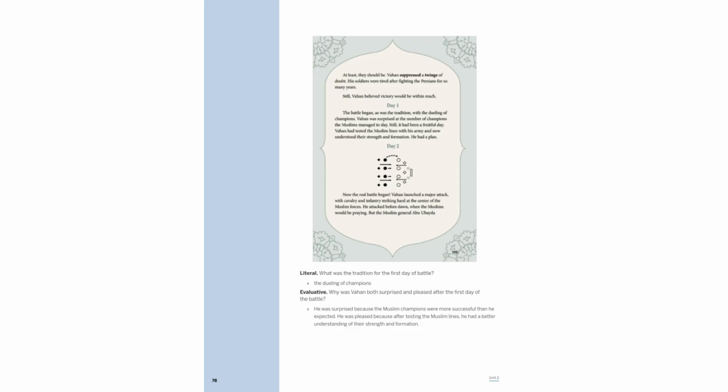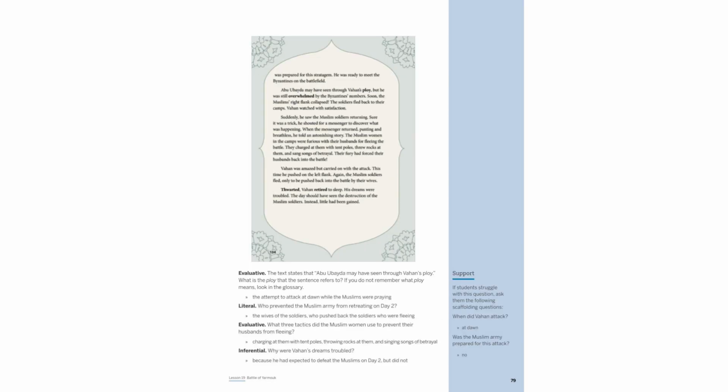However, he was pleased to gain insights into the Muslim line's strength and formation, which he believed would aid in strategizing for subsequent engagements. Abu Ubayda anticipated Vahan's dawn attack, a ploy to catch Muslims unprepared during prayer. On day 2, the Muslim soldiers' retreat was halted by their wives, who charged with tent poles, threw rocks, and sang songs of betrayal. Vahan's troubled dreams stemmed from his unexpected failure to defeat the Muslims.